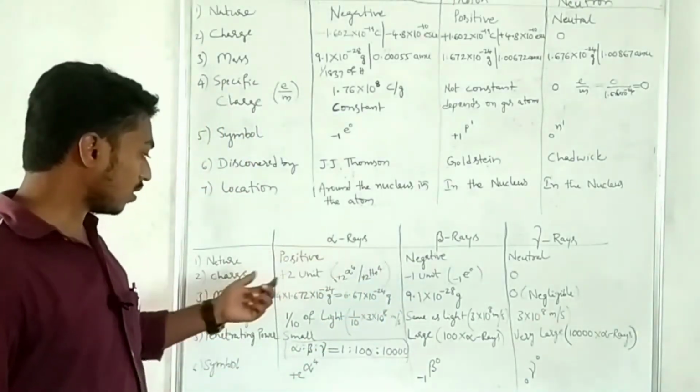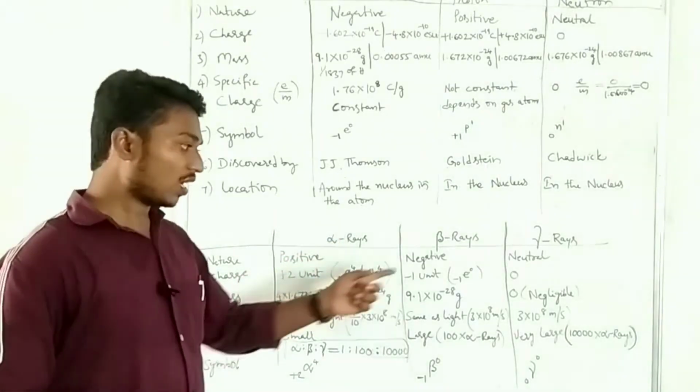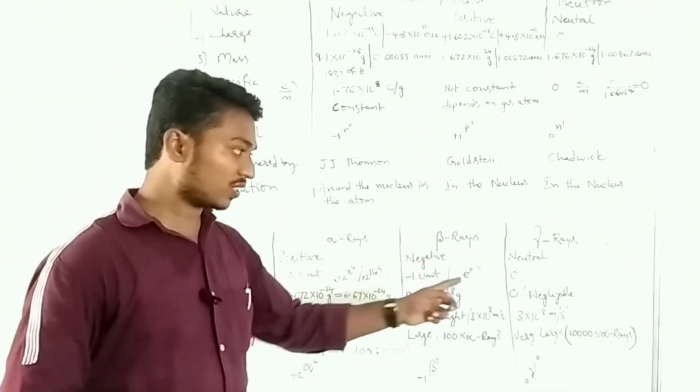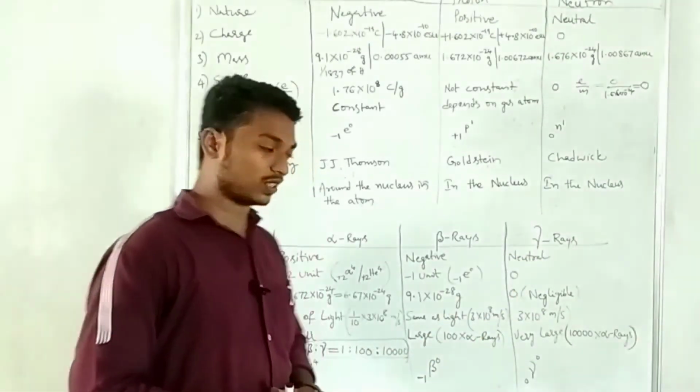The alpha rays are positive in nature. These are positively charged rays. And beta rays are negative in nature. And gamma rays are neutral in nature. There is no charge for gamma rays.